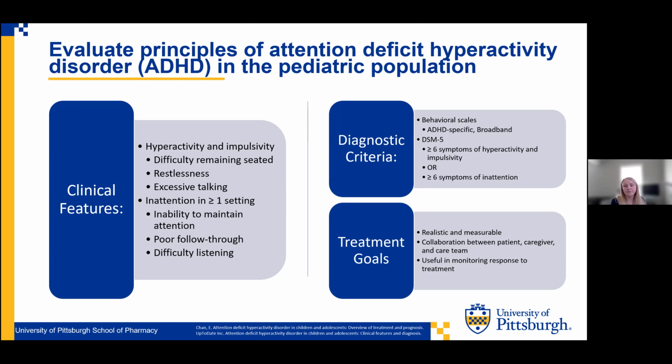then lack of adaptability. And with the DSM-5 criteria, we would want to see 6 or more symptoms of hyperactivity and impulsivity, or 6 or more symptoms of inattention. And those are some of those symptoms on the left side with the clinical features. And with treatment goals that are established, they should most importantly be realistic and measurable. Again, this is part of that collaboration between the patient, the caregiver, the care team that can include teachers or representatives from the school. And these are really useful in monitoring response to treatment.